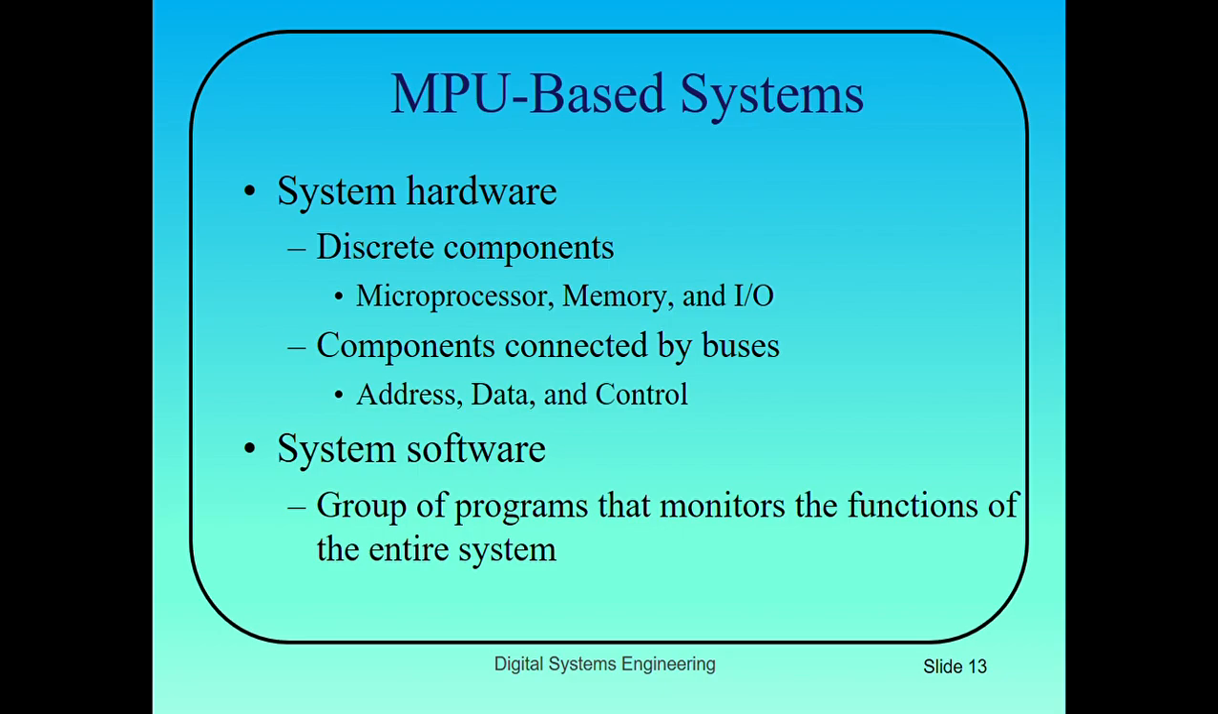Our microprocessor based systems have system hardware and system software. The system hardware is basically the discrete components like microprocessors, memory, and different input output devices. The components are connected by buses like address, data, and control buses, which we already discussed in the previous slides. The system software is basically a group of programs that monitors the function of the entire system.